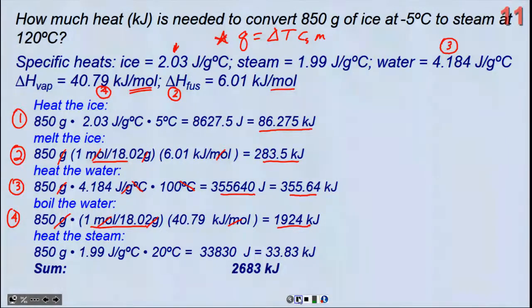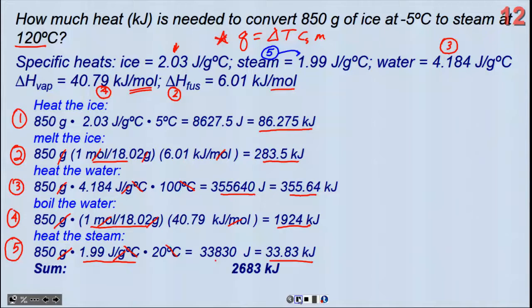Then the last step is to heat the steam. Heating the steam uses the last of these constants provided, constant number 5 over here. Step number 5 in this long process is to take that 850 grams using the specific heat of steam, which is provided. The grams cancel, and you multiply times the temperature change because we're headed up to 120 Celsius. The Celsius cancels, and the answer is in joules, converted to kilojoules.